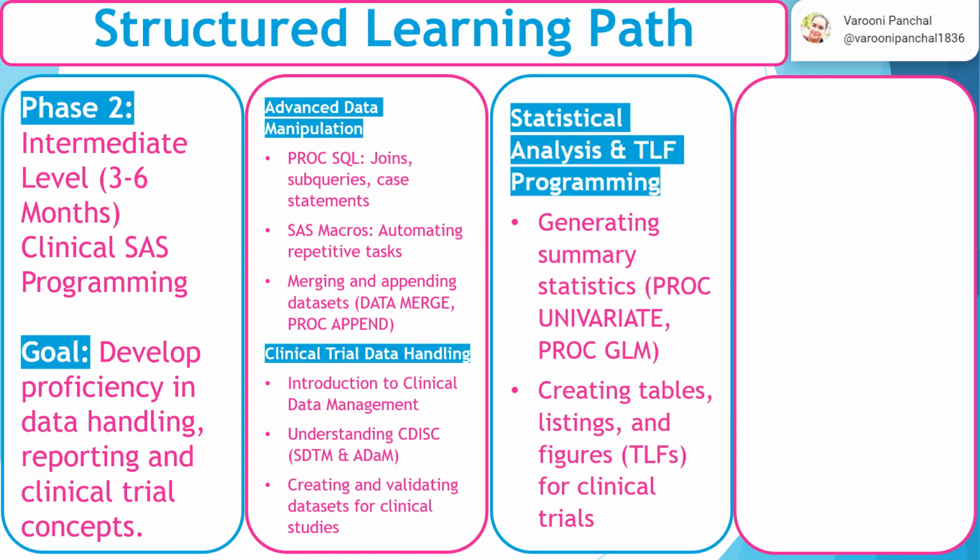Next is your statistical analysis and tables, listings and figures. So next comes your analysis. Once you have understood the basic fundamentals and the basic procedures and data steps of SAS programming, next you can move on to statistical analysis. You can generate simple statistical analysis or the tables, listings and figures. For example, you can use proc means, proc freq, proc report, then proc univariate, proc glm. You can use all these procedures to generate simple statistics, and then you can create the tables, listings and figures for clinical trials.